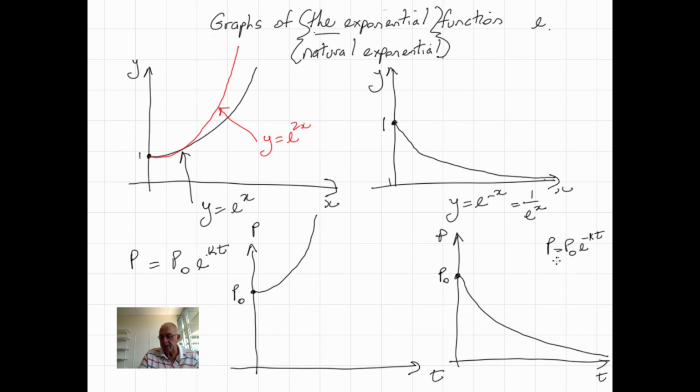So here's my graph of P0 e to the minus kt when this is decay. And this is growth. And you can see that when t equals 0, the initial value is P0.